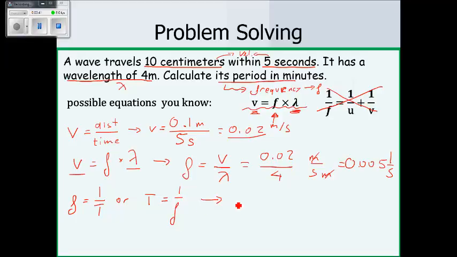So now, knowing that, I can just do period is 1 over 0.005, 1 over seconds, 1 over seconds gives me seconds. So I've got the right unit. And 1 over 0.005, if you insert that into your calculator, you'll get something like 200 seconds. You're nearly there. So you've got the period in seconds, not in minutes. So remember, 60 seconds in a minute, so divide 200 by 60, and you'll get something like 3.3 minutes.